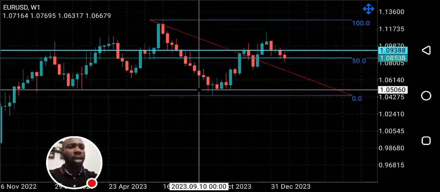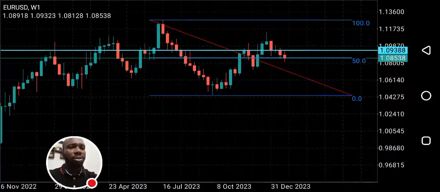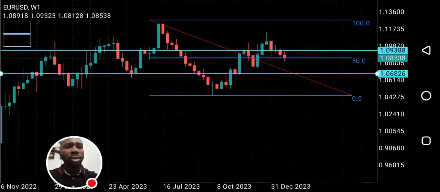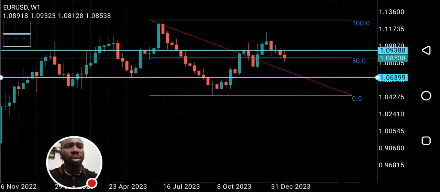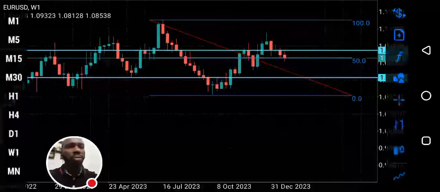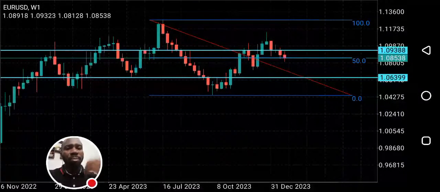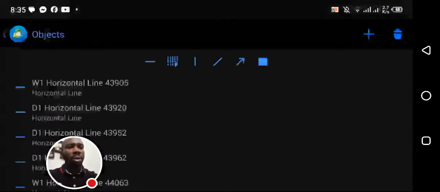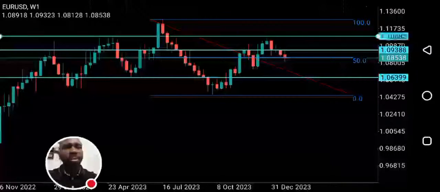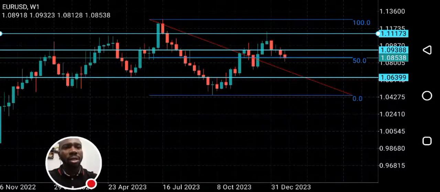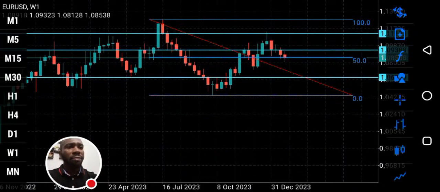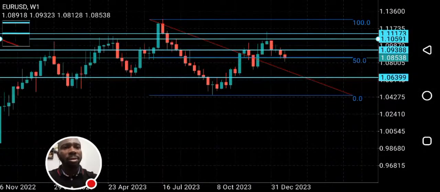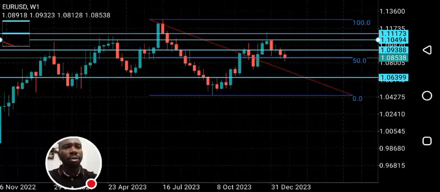So what happened, like I said, after a shift in market structure, there was a shift in market structure at this point. After the shift in market structure, price is expected to pull back to fill a fair value gap. And on the weekly, we had a fair value gap here. You can see price pulled back to fill this fair value gap.